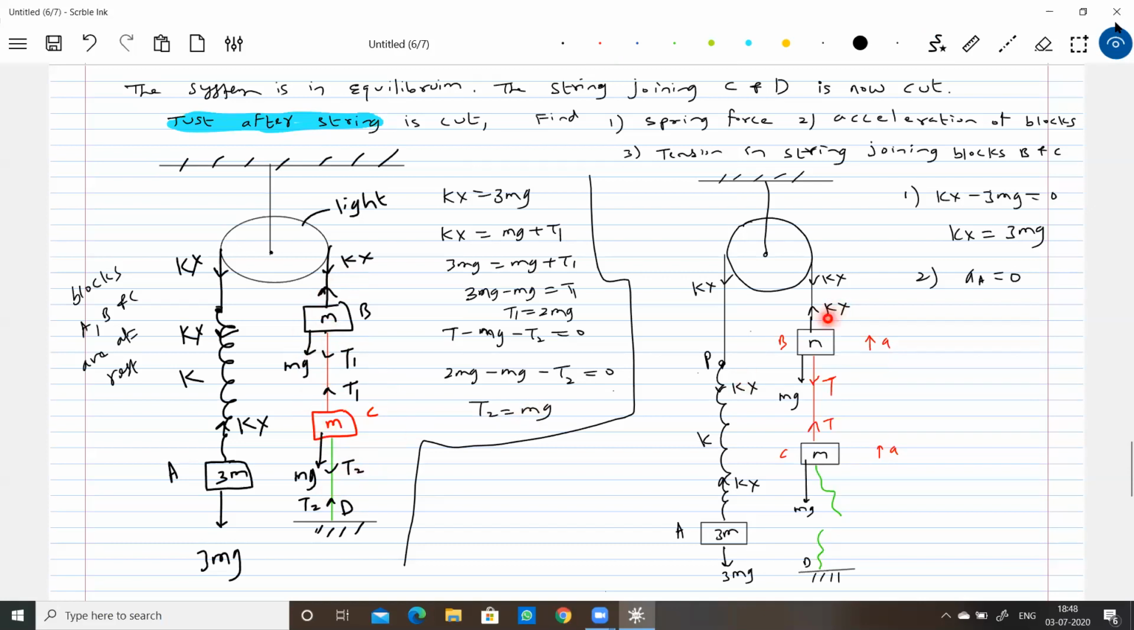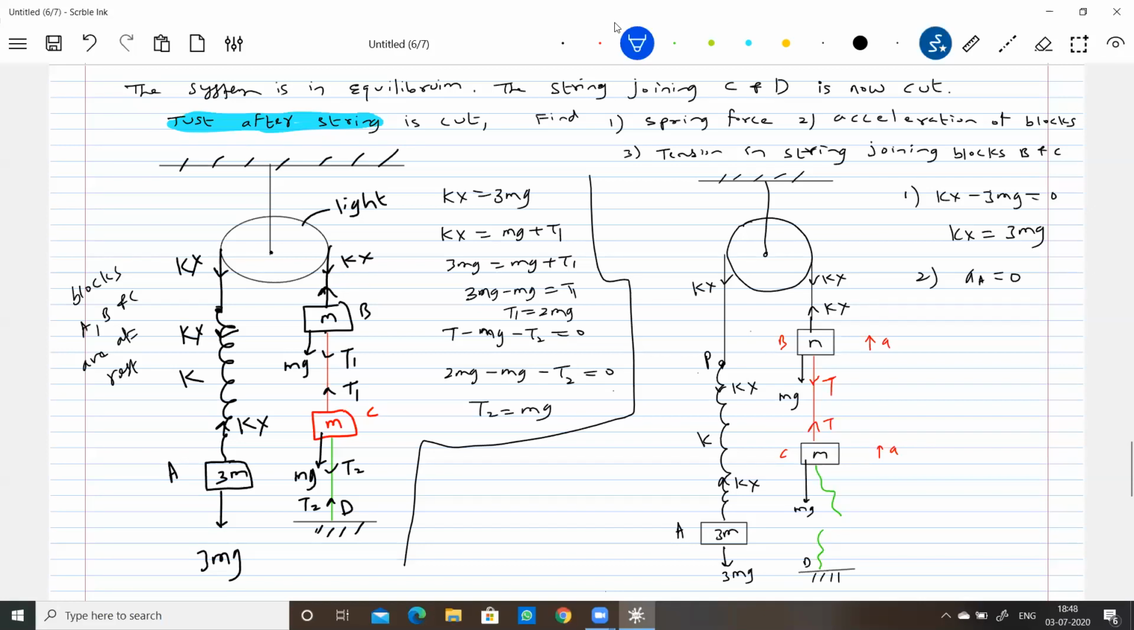Now kx, can it balance 2mg? No. kx is 3mg, greater than the downward force. How much vertical downward force? mg and mg. Sir, what about tension? Plus T minus T will cancel out. So what is the net resultant force on the combined system BC? Upward. So therefore the system will accelerate. Okay, let's calculate the things.